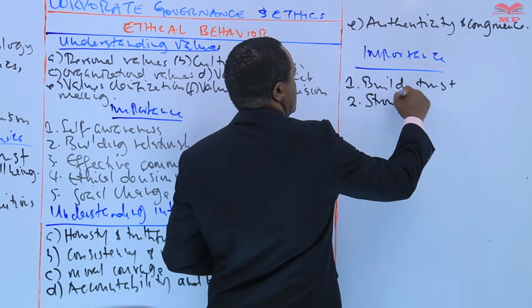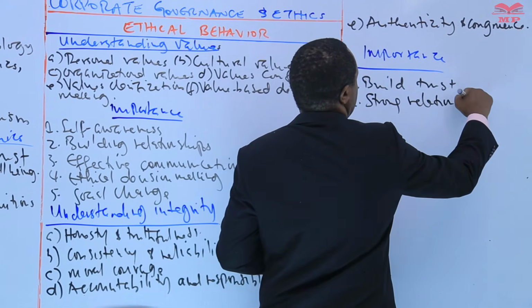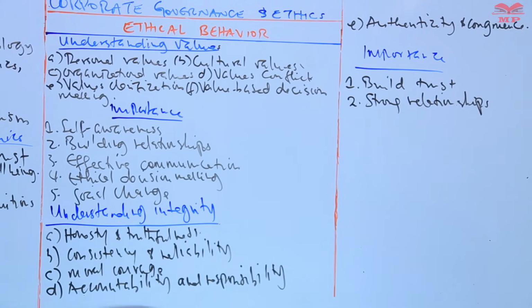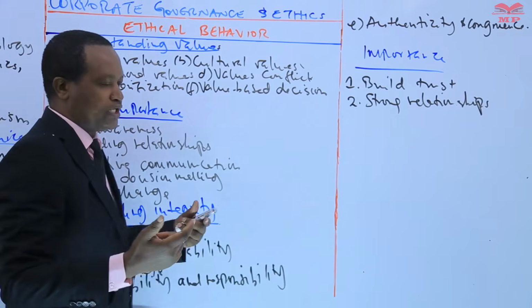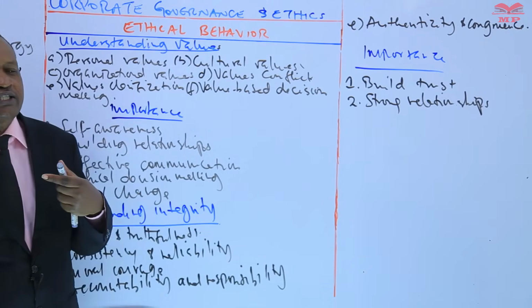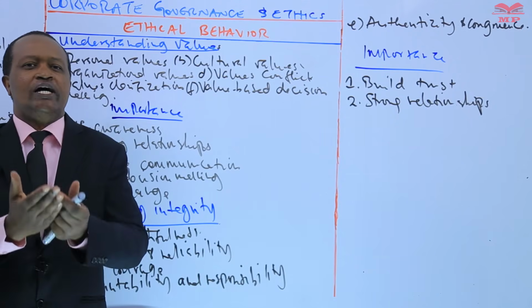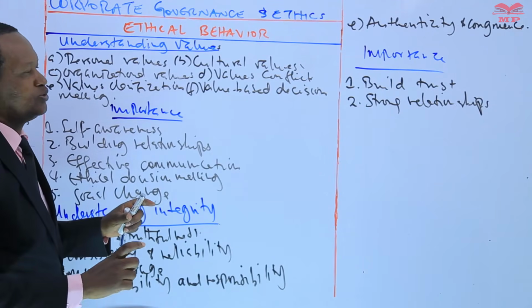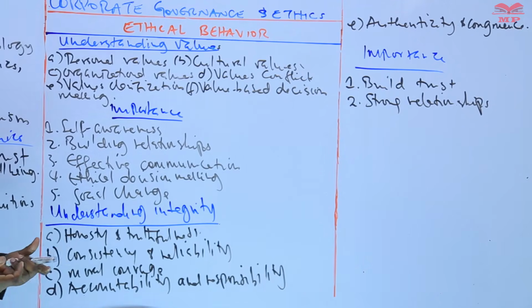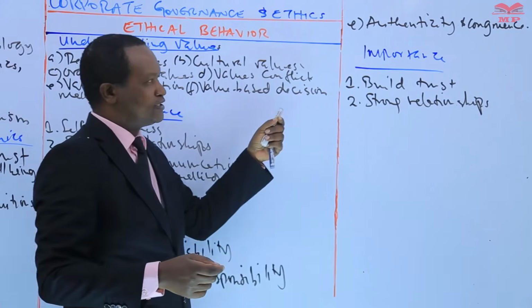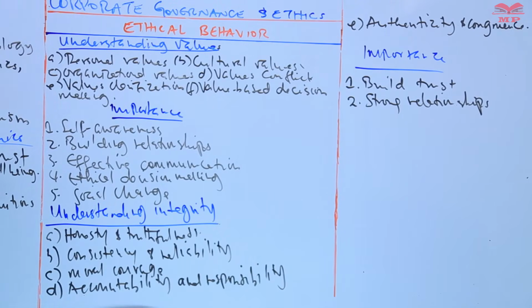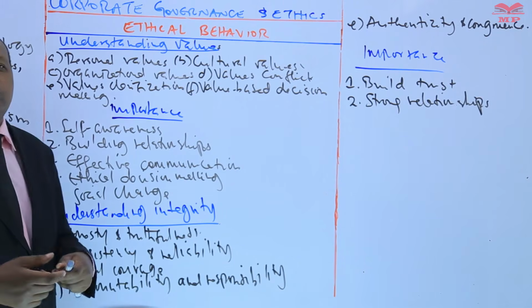2, strong relationships. Now, integrity fosters strong and lasting relationships, both personal and professional. People are drawn to individuals who are trustworthy, honest, genuine, and consistent with their behavior. If you have those characteristics, then it's very easy to build strong relationships with others. Even those who may not have these qualities will be attracted to you because you are reliable, consistent, and courageous. Strong relationships.